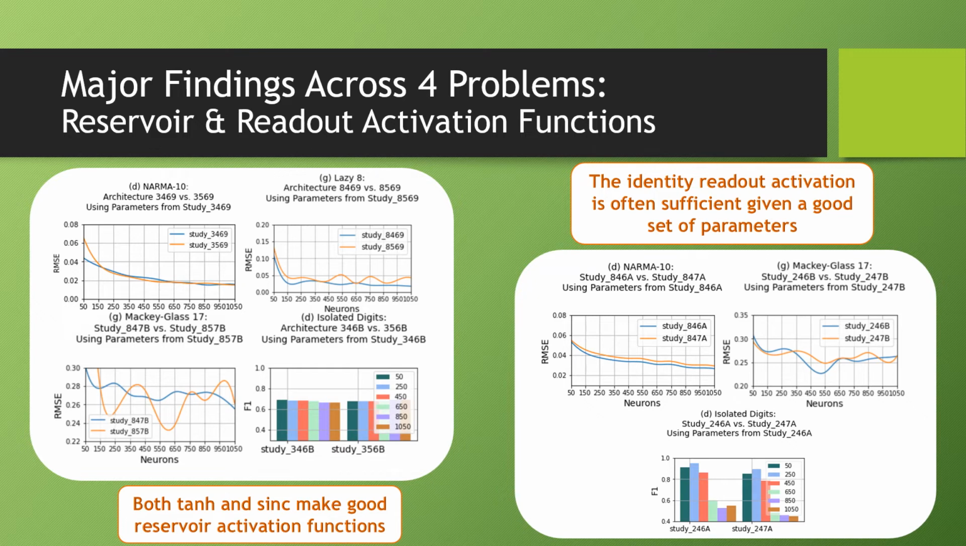The right set of graphs looks at the output activation function. For all these benchmarks, tangent hyperbolic and identity readout were competitive in terms of RMSE. So you may as well stick to the simpler identity readout. The only problem that the tangent hyperbolic readout activation didn't work for was the lazy figure 8.